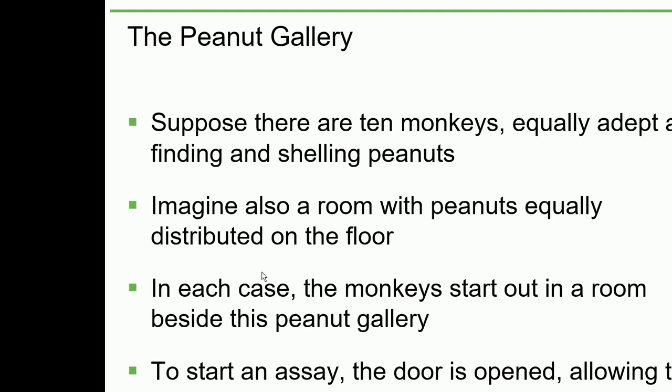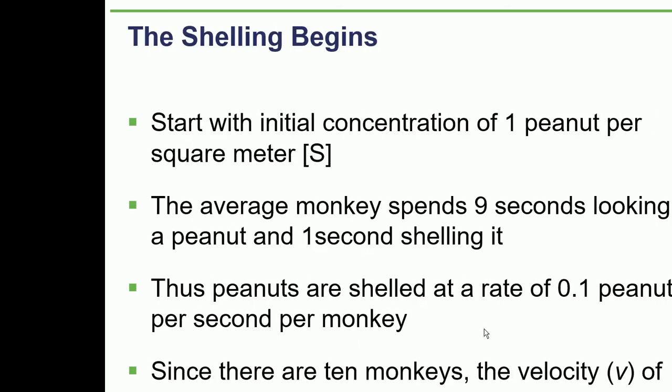Suppose there are 10 monkeys equally adept at finding and shelling the peanuts. Also imagine a room with peanuts equally distributed on the floor. In each case, the monkeys start out in a room beside this peanut gallery. To start an assay, the door is opened, allowing the monkeys to enter.